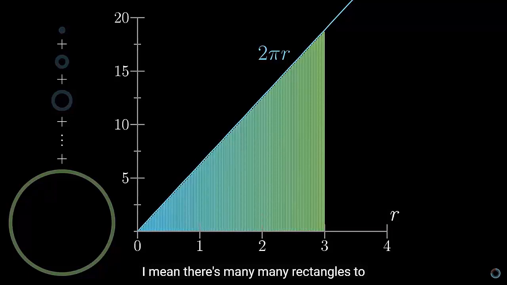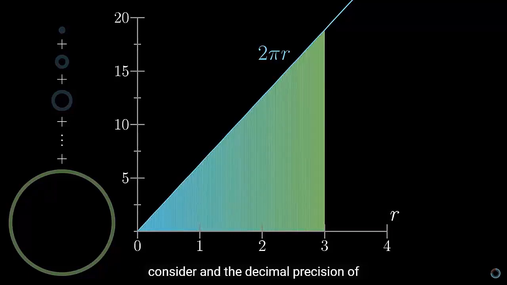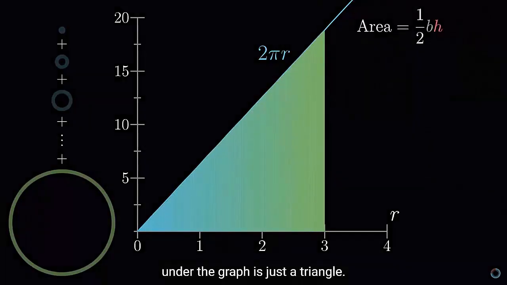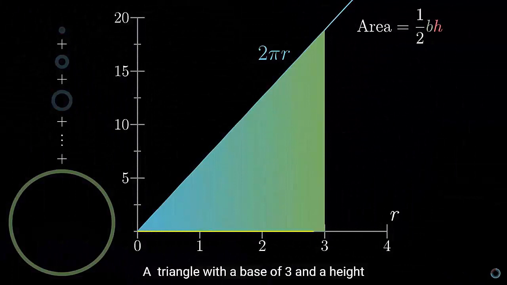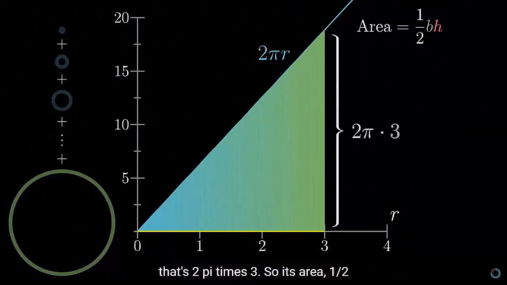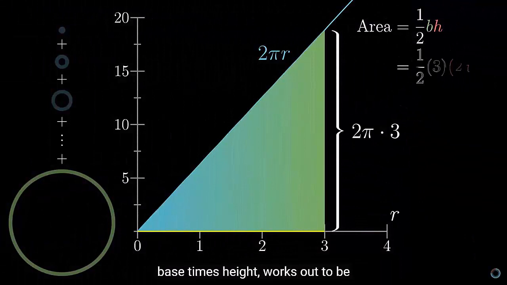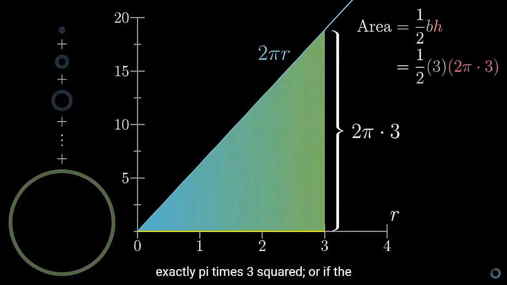I mean, there's many, many rectangles to consider, and the decimal precision of each one of their areas is going to be an absolute nightmare. But notice, all of their areas in aggregate just looks like the area under a graph. And that portion under the graph is just a triangle with a base of 3 and a height that's 2 pi times 3. So its area, 1/2 base times height, works out to be exactly pi times 3 squared.